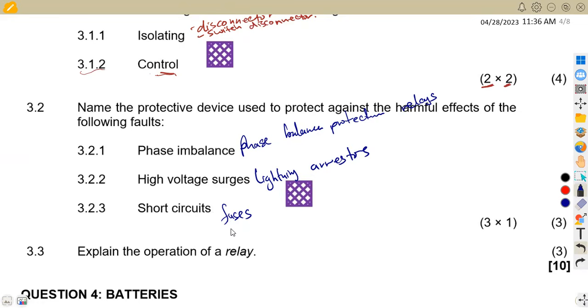The breakers, these are the most important one. The very, very most important are the circuit breakers. So you can use circuit breakers.